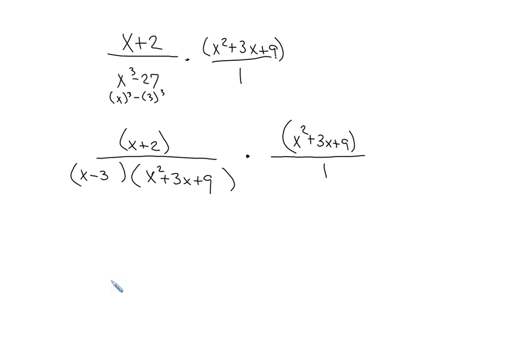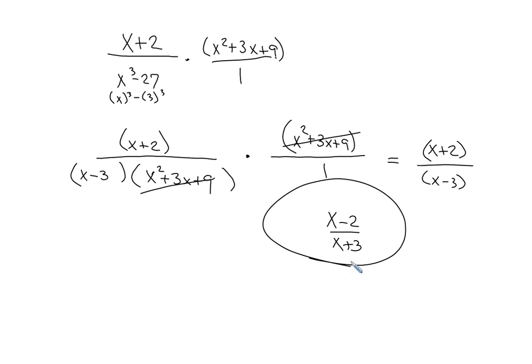So what can I do now? We can try and factor. This problem, it won't factor. Cancel them out. Which gives us x plus 2 on the top, and it gives us x minus 3 on the bottom, so I would just write the answer as x minus 2 over x plus 3. Okay, questions about that? So there's where difference of cubes comes in. Okay, that's really all there is to it.